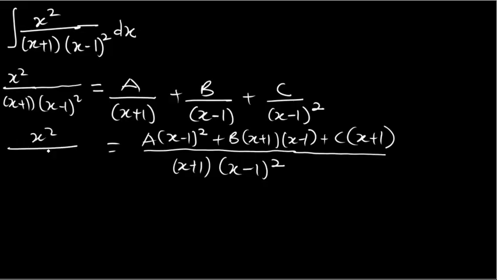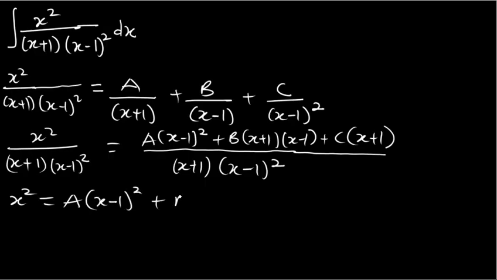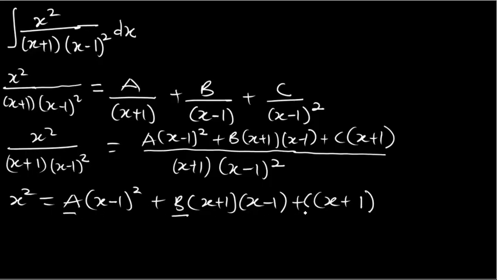So our x squared on (x plus 1)(x minus 1) squared. Since the LCMs are the same, we can solve the numerator. So we can say our x squared is equal to A(x minus 1) squared plus B(x plus 1)(x minus 1) plus C(x plus 1). Are we okay? So we are to find the values of A, B, and C.